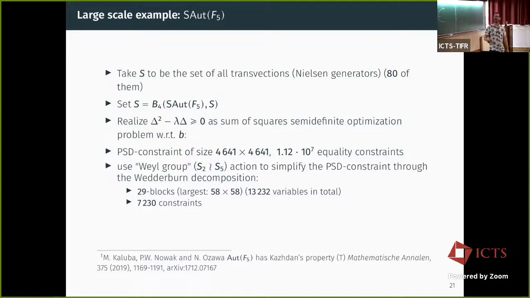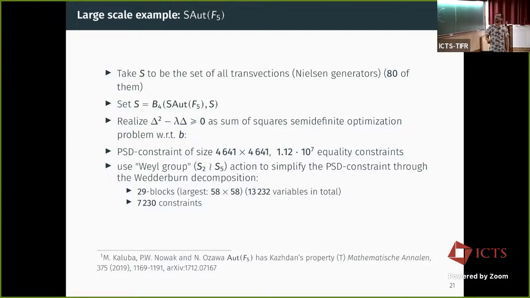But then you realize that there is a finite group, namely the Weyl group, acting on this vector space. And you could decompose this space into the irreducible summands. And this PSD constraint, which is a matrix, right? It's an equivariant operator that fixes this space. So you can use Wedderburn decomposition to simplify this one huge PSD constraint. And then it turns out that there are 29 blocks where the largest is 58 by 58.